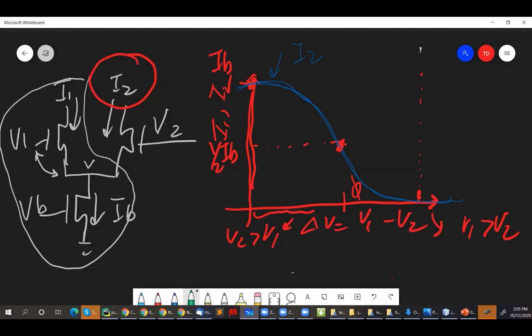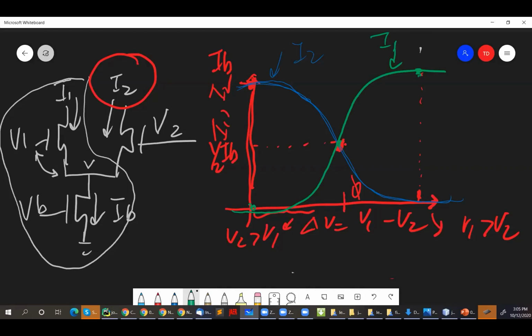Okay, and then because of symmetry, if you look at I1, then I1 has to be the opposite because they have to sum up to IB. So that means, again, you see the 3 points, and you're going to do this. Okay, and this is I1.